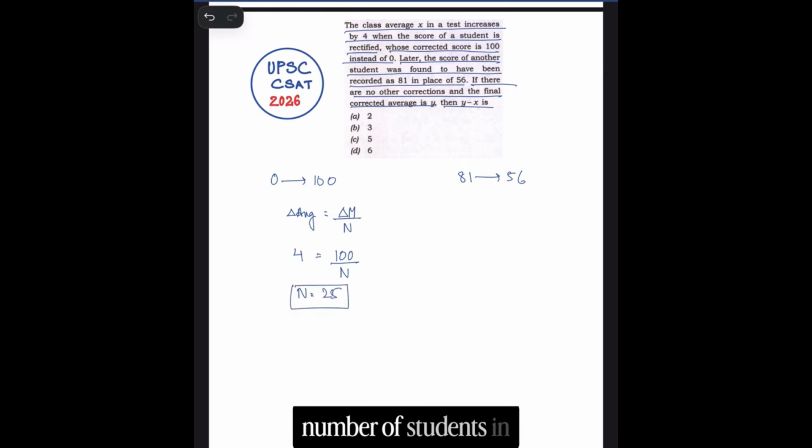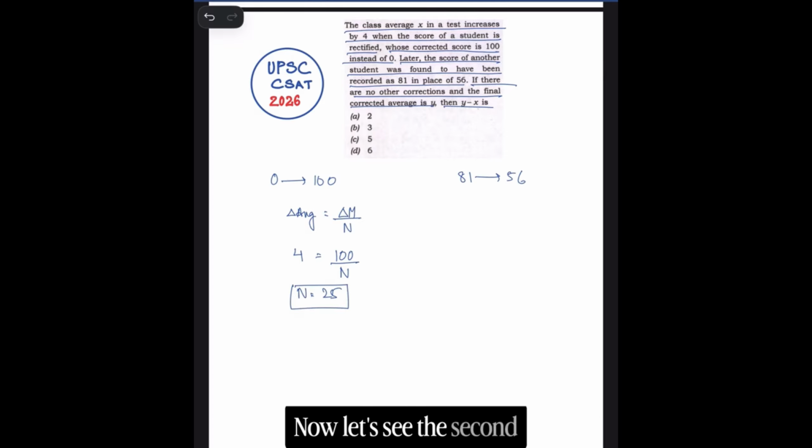So let's first understand the concept that we are going to use here. So the concept is change in average is equal to change in marks upon number of total students. So change in average in the first case is given as 4 and change in marks is 100. So 100 upon n. N is equal to 25. So this gives us the total number of students in the class, which is 25.